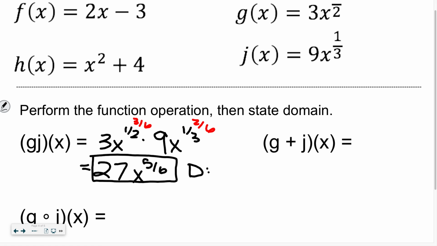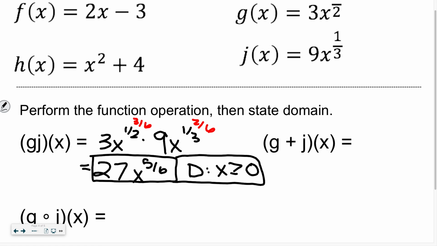Domain? X is greater than or equal to 0. What was our giveaway for greater than or equal to 0? Even root. If we're dividing by 6 in the denominator of a fraction exponent, that's the 6th root. So we have to restrict our domain.